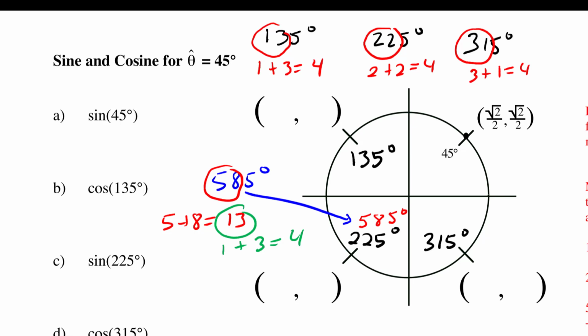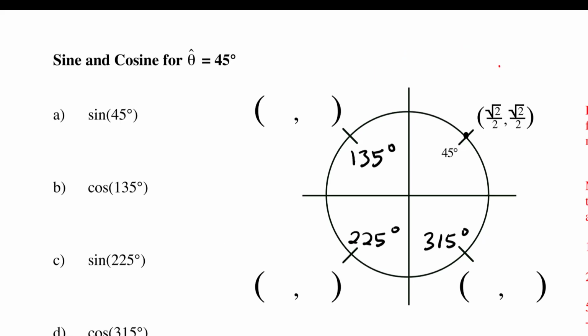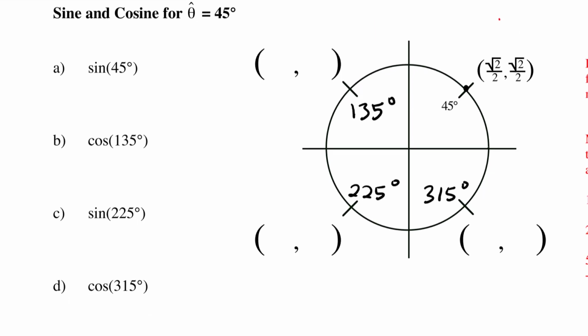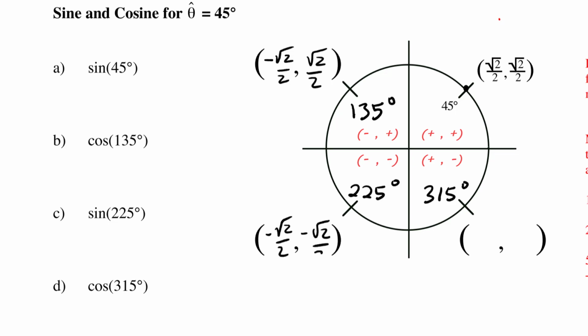Let me go ahead and erase all that because that's going to just get in the way of what we're supposed to be doing here. Okay, so let's go ahead and find the XY values around the unit circle that are all related to 45 degrees. Of course, it's the very same X and Y values. The only difference is positive or negative, depending upon the quadrant.